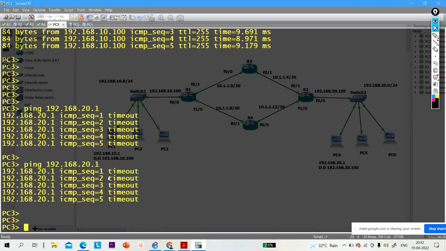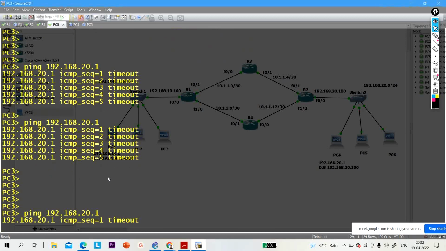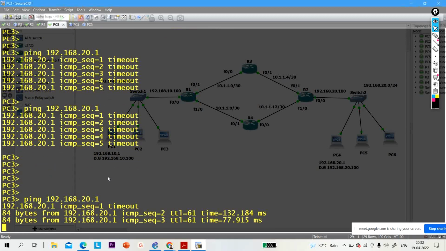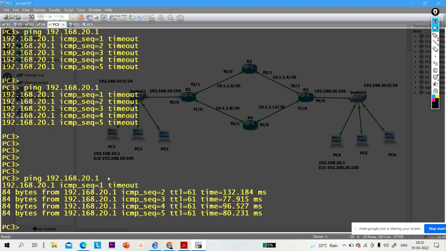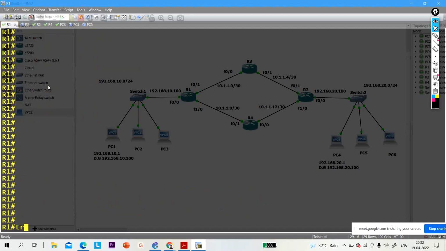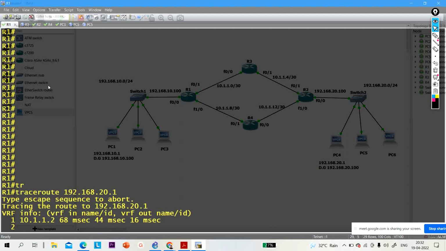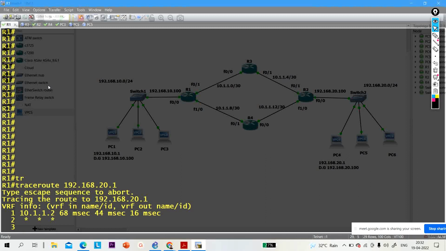PC3. Now let me ping. Now you can see I am able to ping. Yes or no? Yes. Let me run a traceroute to 192.168.20.1. See. Oh, it will show you an error.